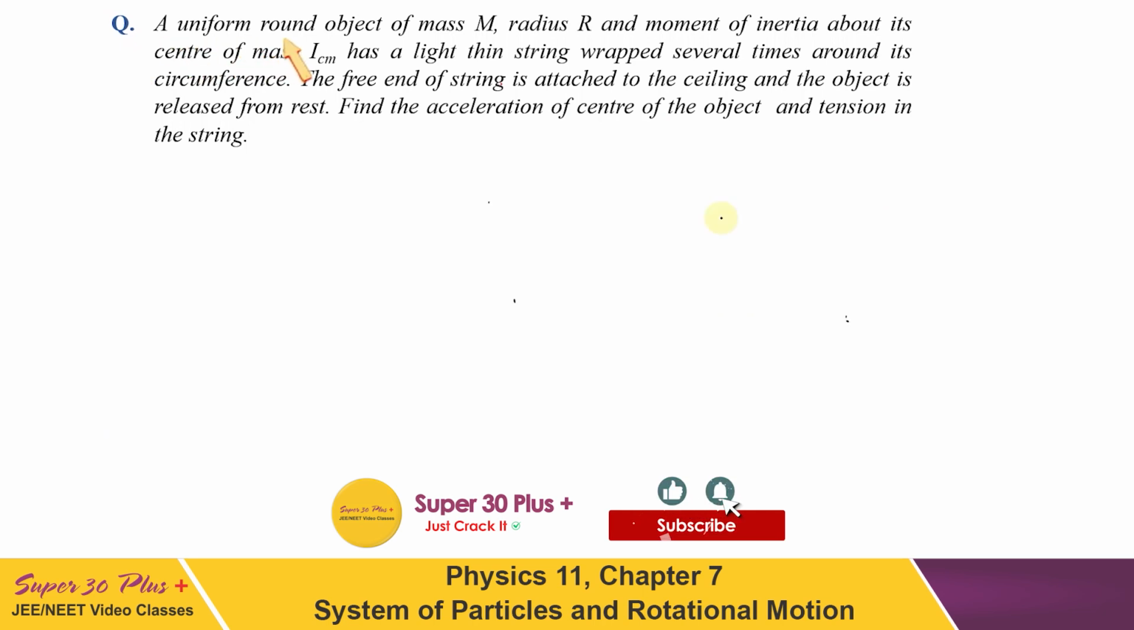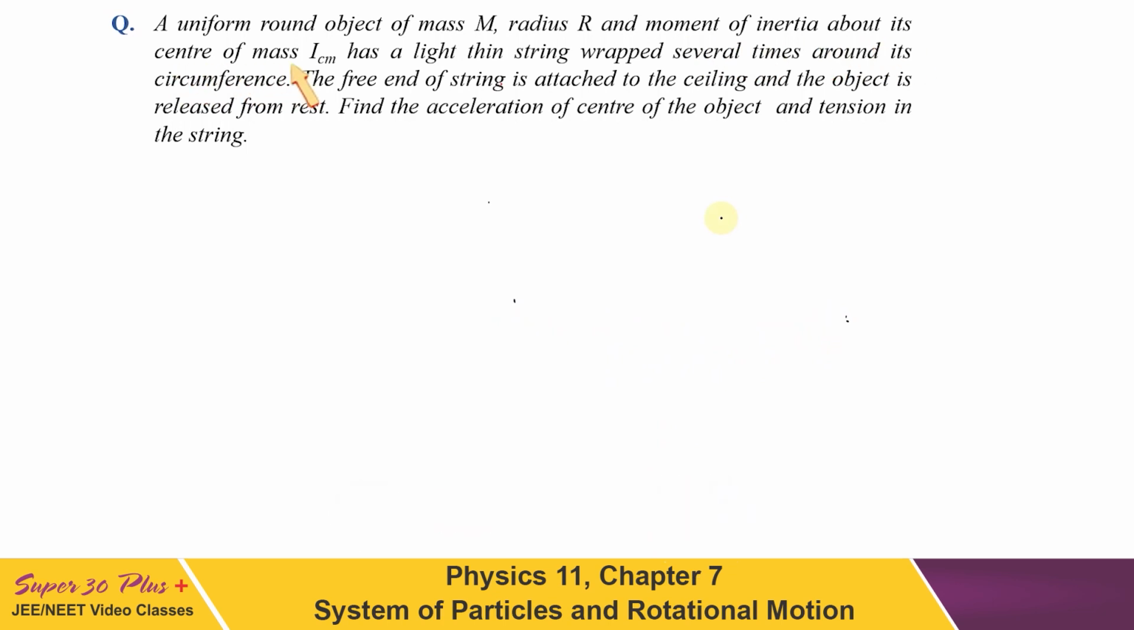A uniform round object of mass m, radius r and moment of inertia about its center of mass, that is given as ICM, has a light thin string wrapped several times around its circumference. The free end of the string is attached to the ceiling. Let us draw the situation. It is the string which is wrapped on a round object. So it has to be like this.